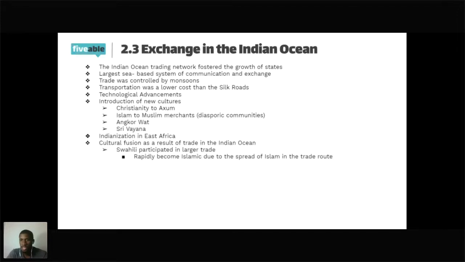Technological advancements. In this time, along this trade route, we see technological advancements such as the caravansary, a form of credit. And also, we see the development of money along this trade route, as well as the use of the compass, the astrolabe, and large ship designs, for example, junks. Junks are a type of ship that was developed along this trade route.